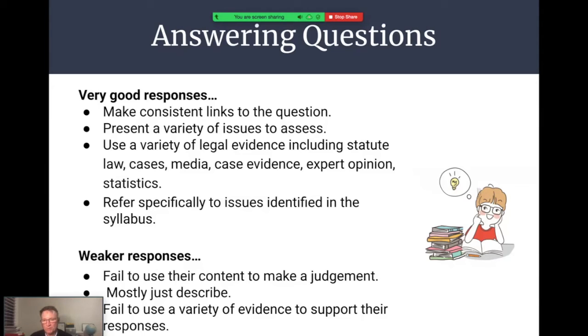Weaker responses make statements that are unsupported. Therefore, it's not really judgment, it's just an opinion. They mostly describe, and they fail to use the information they've described to link back to an argument. They fail to use a variety of evidence. So they rely too heavily on one or two examples, and they are unable to go beyond the one or two examples to support their argument.